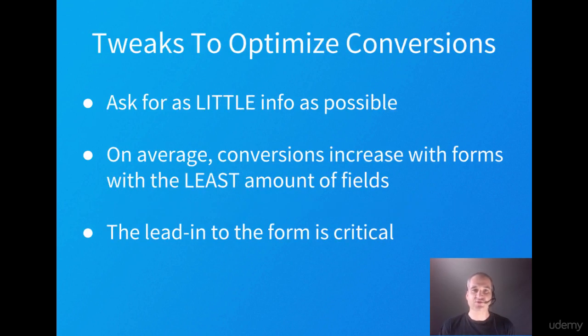So here are some things that we can use to really optimize that subscription rate to our lead page. Ask for as little information as possible. What you'll notice is if you see a form that asks for six pieces of information, from your email address to your name to your physical address to a phone number and a zip code and your favorite cereal, all of these things, the longer those forms get, the lower your conversions get.